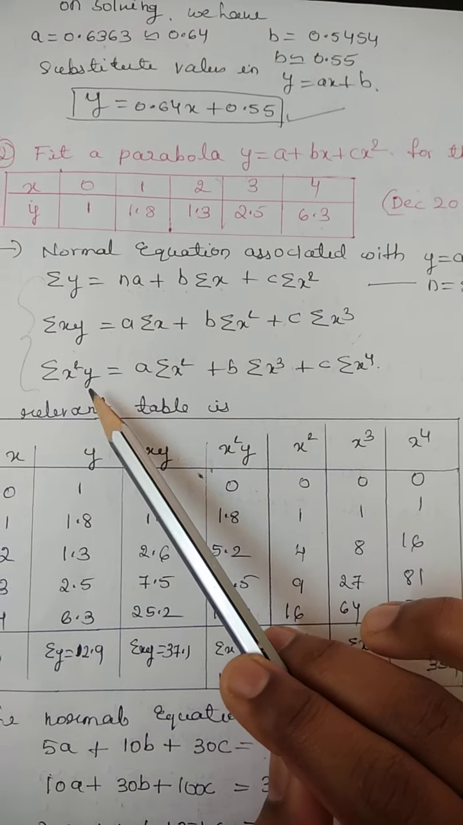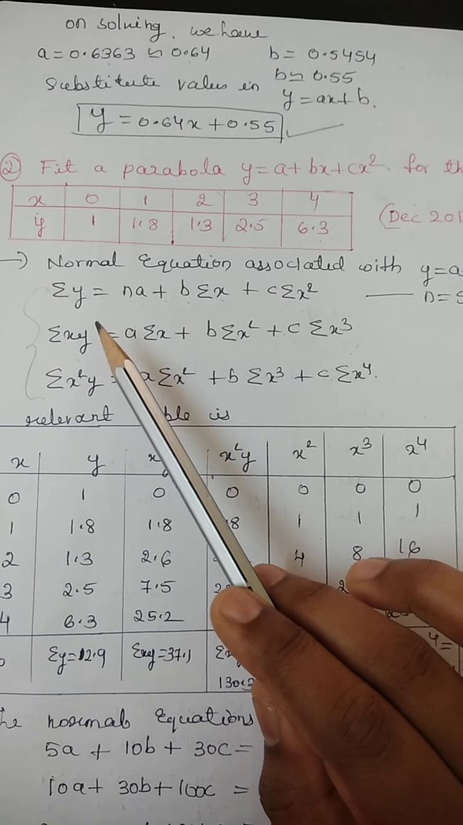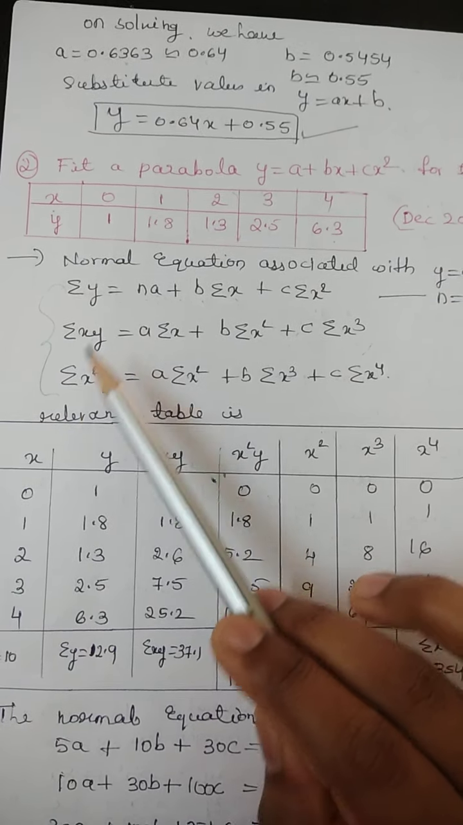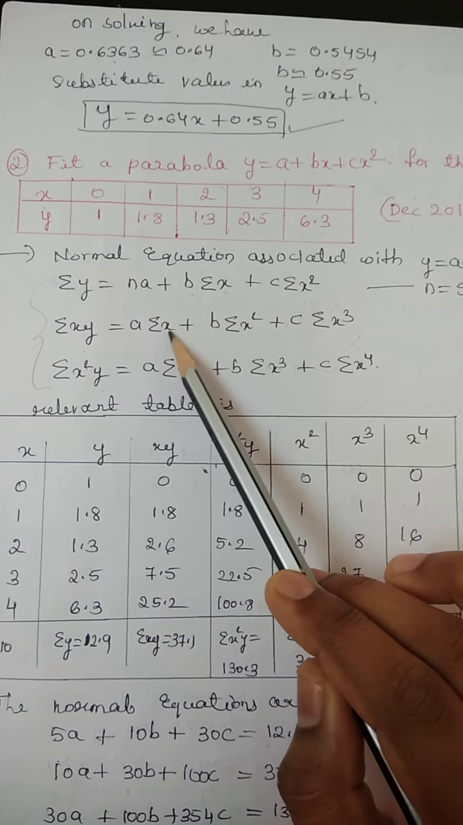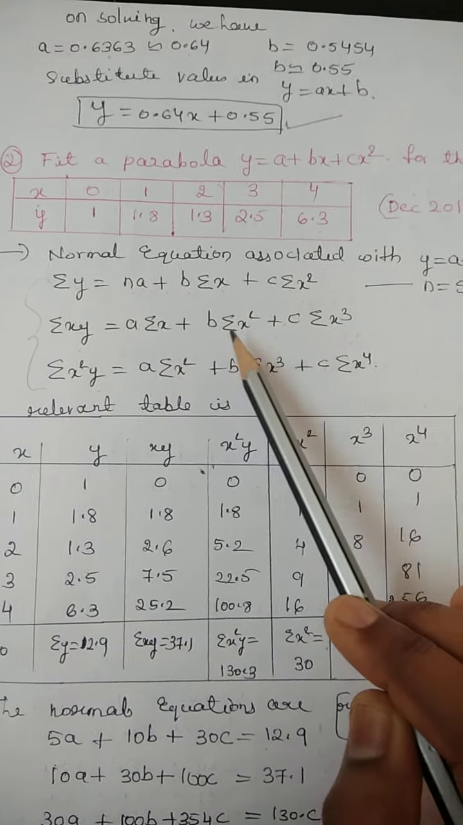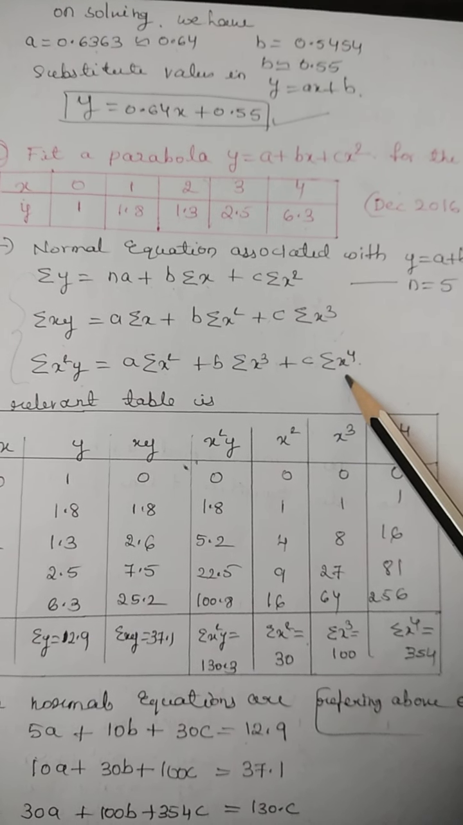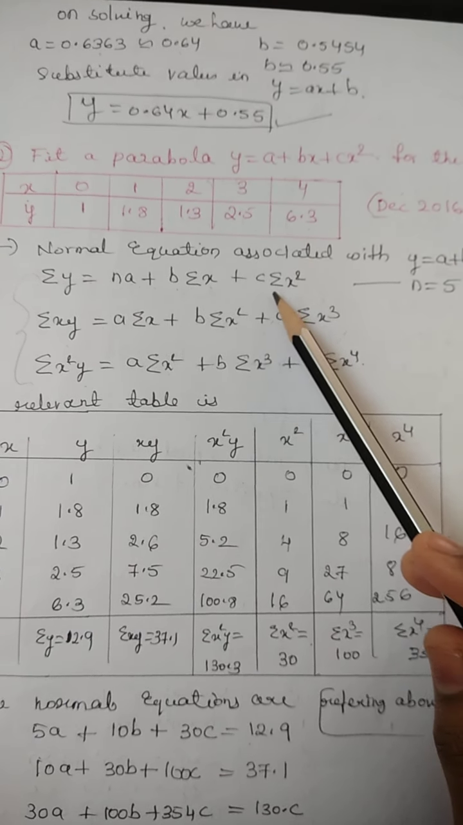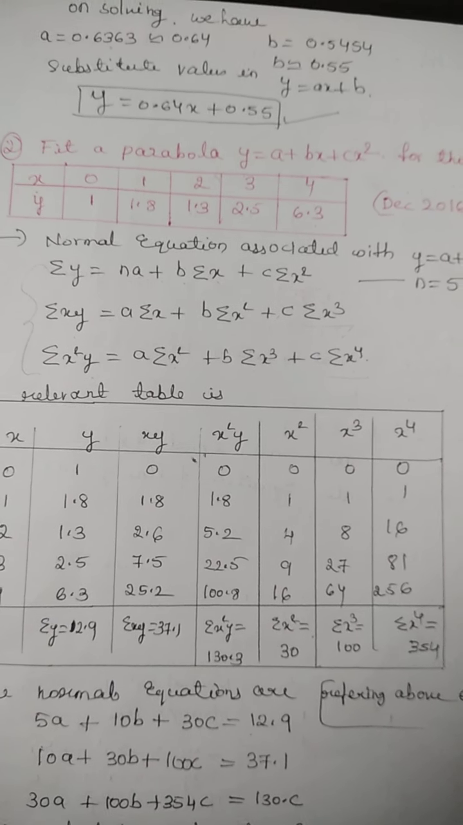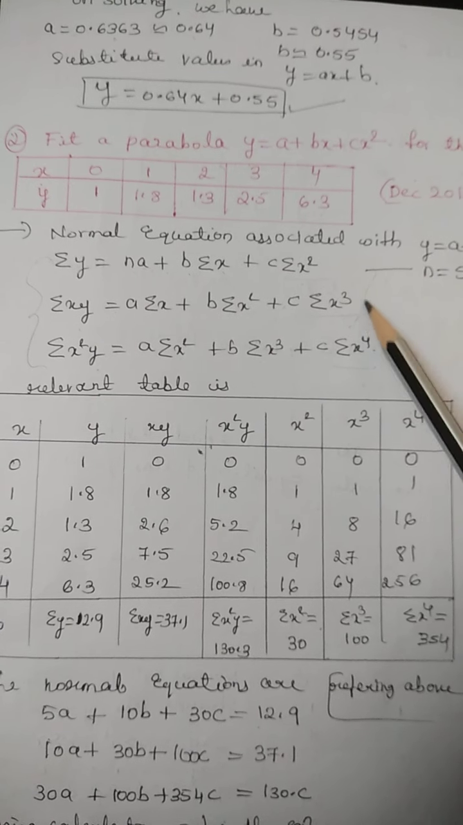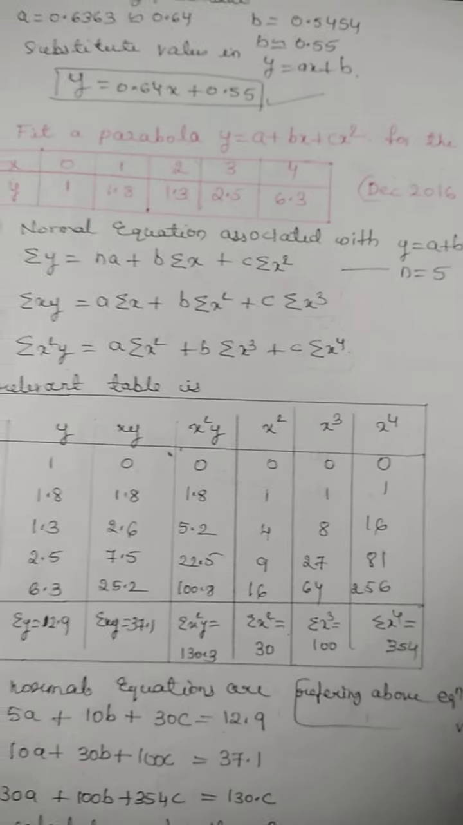Now the third equation: again multiply by x², so summation of x²y equals a into summation of x², b into summation of x³, plus c into summation of x⁴. You can see the steps here: first x², then x³, then x⁴. This way we have to construct a normal equation using a given parabola equation.